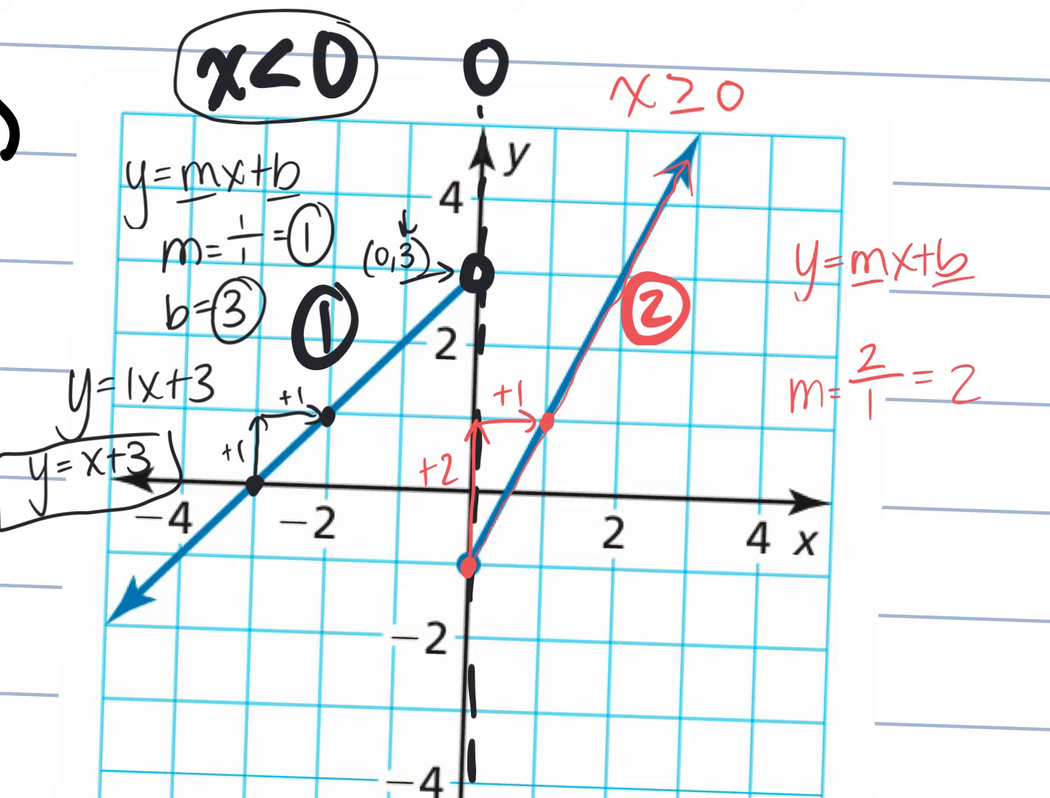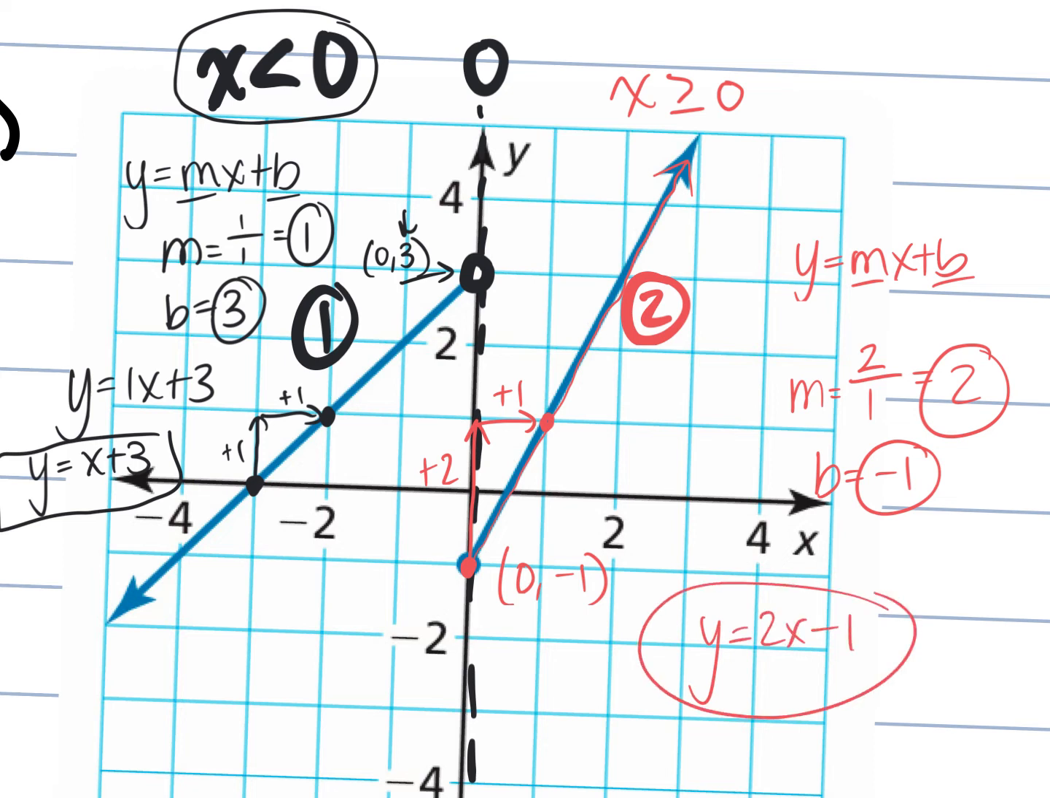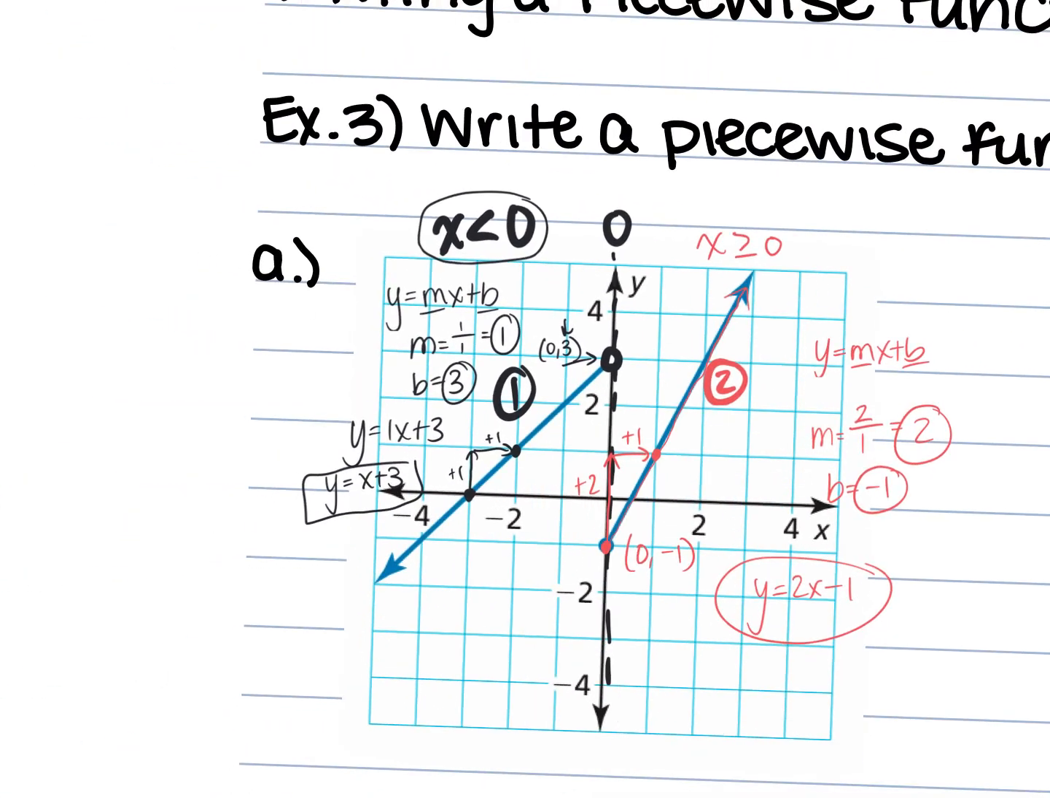Now figure out my y-intercept. This point down here where it crosses the y-axis is (0, -1). So negative 1 is my y-intercept. My b value is negative 1. So I have a 2 and I have a negative 1. Let's put them in the equation. It's going to be y equals 2x minus 1. Perfect. So now I have all my components.